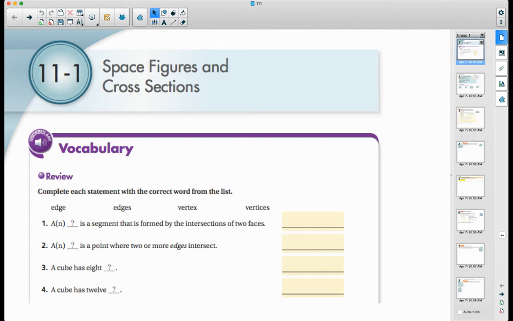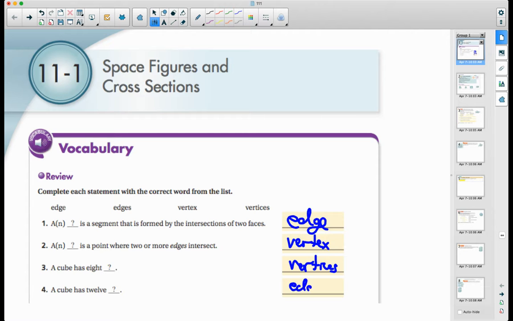A blank is a segment that is formed by the intersection of two faces. Well, that is an edge. A blank is a point where two or more edges intersect. So where two edges intersect, that is a vertex. A cube has 8 vertices, and a cube has 12 edges.